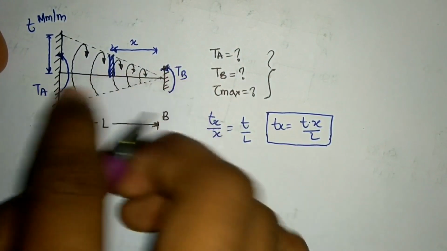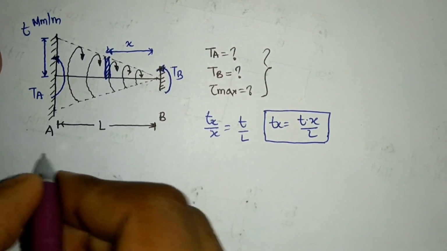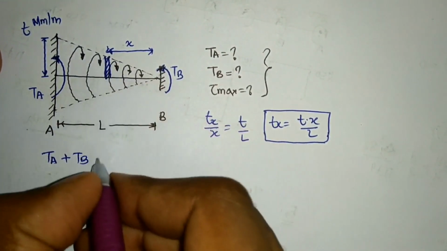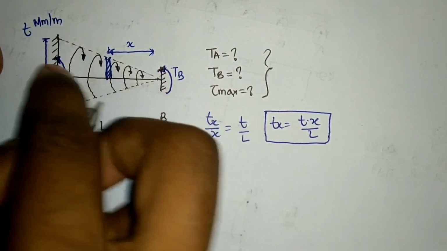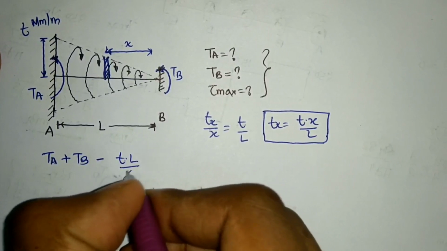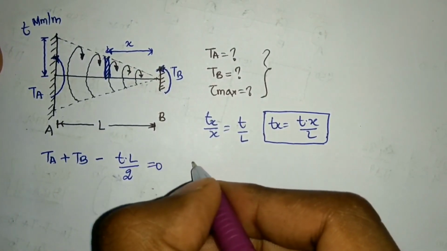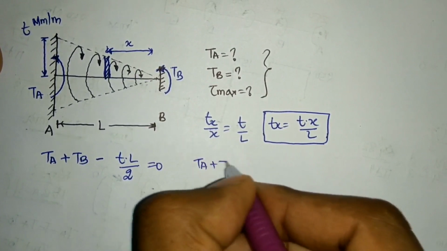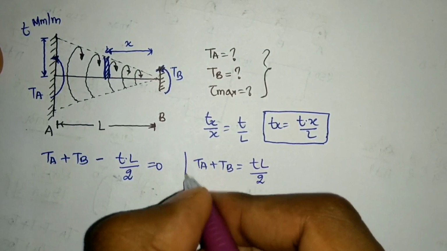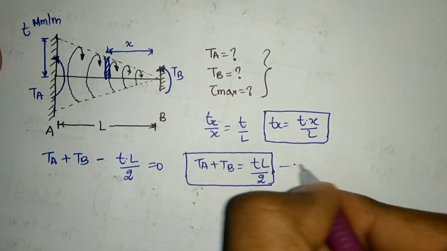So based upon the reactions I can write the static equilibrium equation that will give me TA plus TB, because both are in the same direction, minus whatever is the resultant of this particular distribution, that will be T into L divided by 2, because it is a triangle, is equal to 0. So this is basically TA plus TB is equal to TL divided by 2. That is my first equation for the reactions.